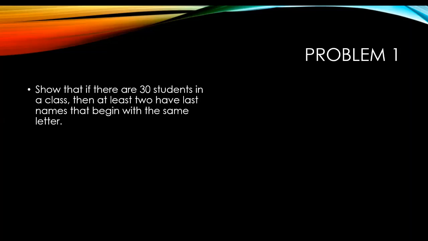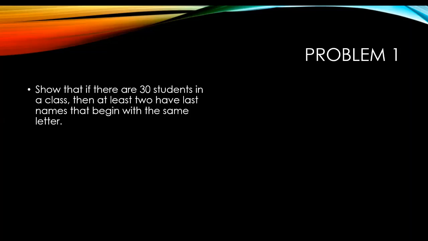Show that if there are 30 students in a class, then at least 2 have last names that begin with the same letter. For example, 2 students whose last names start with A, or B, or C. That's what is asked from us. We need to prove that at least 2 surnames start with the same letter among the 30 students.